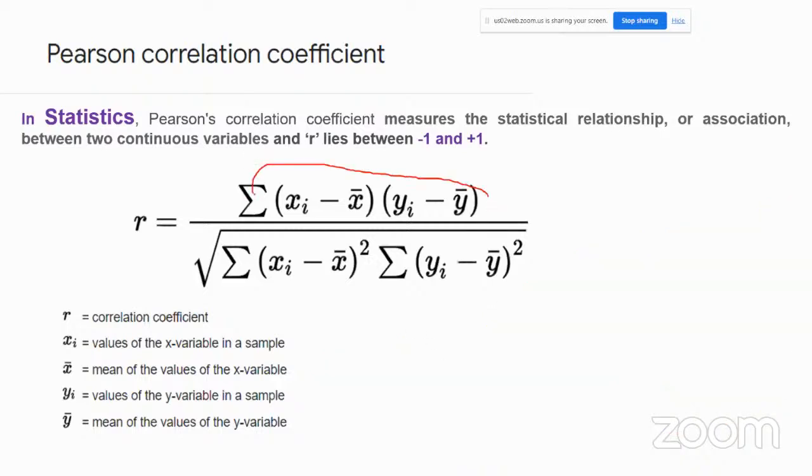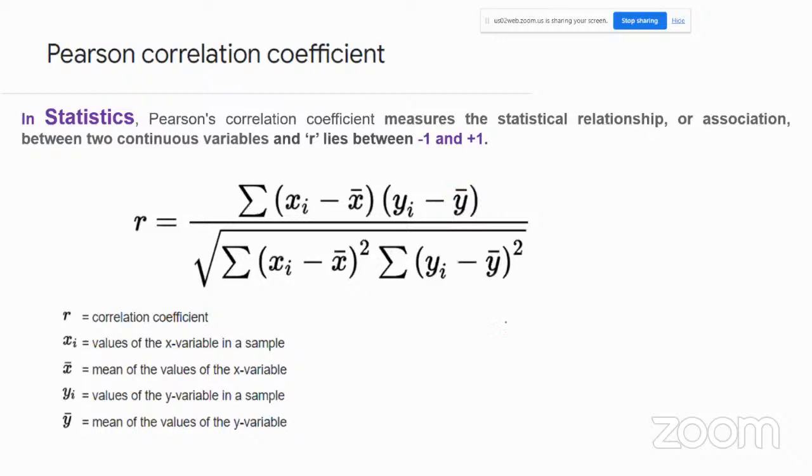This is called the covariance of XY, because we have two variables X and Y. X bar means the mean of the variable X, and Y bar means the mean of the variable Y. You know what the meaning of mean is? X bar is the mean, or average, or expectation: the sum of observations divided by the number of observations. So this is a simple formula for calculating the mean of a random variable X. Similarly, for the mean of random variable Y, it is the summation of Yi divided by n. So that is a simple way to calculate the correlation coefficient between two variables X and Y.